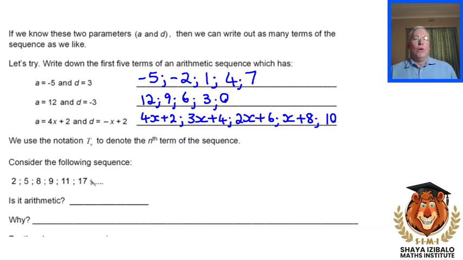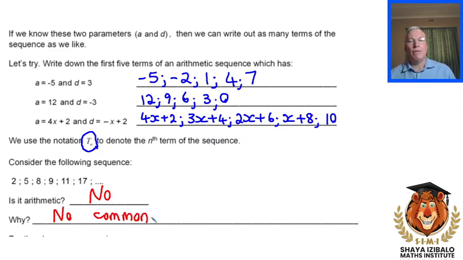We use, and this is really important, the notation Tn to talk about the nth term of the sequence. So let's look at this sequence now: 2, 5, 8, 9, 11, 17. Is this sequence arithmetic? Well, let's look at the differences. 5 minus 2 is 3. 8 minus 5 is 3. Looking good. But 9 minus 8 is not 3. This is not an arithmetic sequence, and the reason is that there is no common difference. Remember, common means it's got to be the same every time.